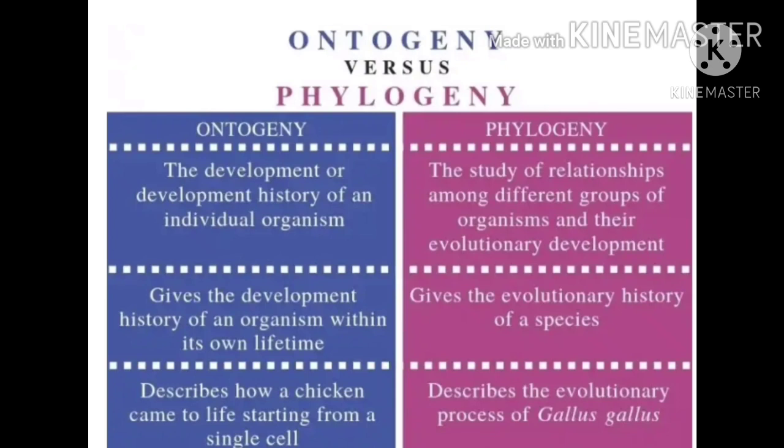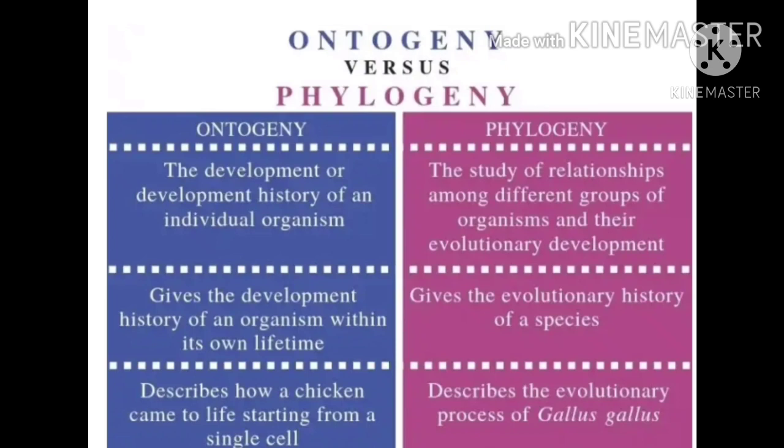Ontogeny gives the development history of an organism within its own lifetime, whereas phylogeny gives the evolutionary history of a species. Ontogeny describes how a chicken came to life starting from a single cell, whereas phylogeny describes the evolutionary process of Gallus gallus, a particular species. And that particular species may include a lot of individuals, isn't it?